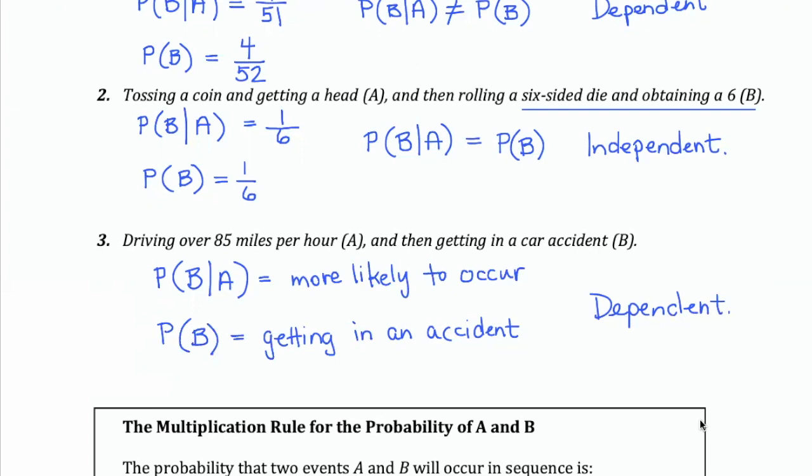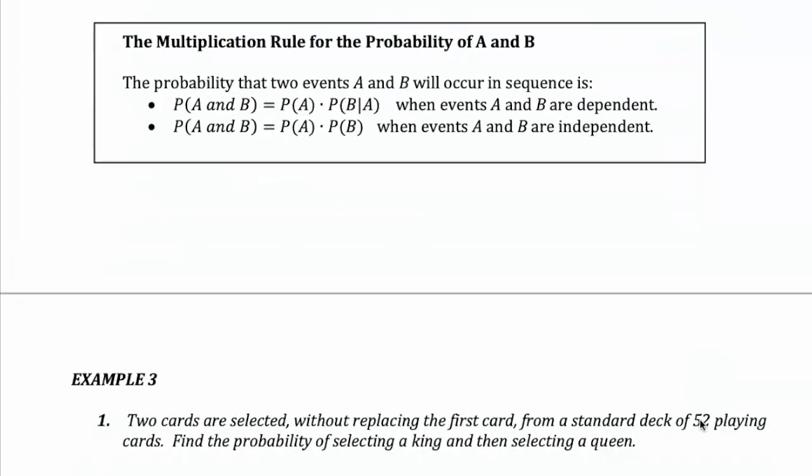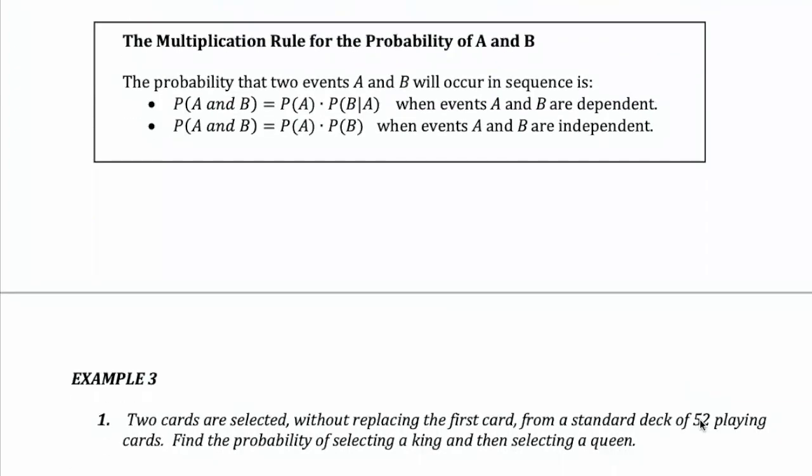The last concept in this section involves the multiplication rule for the probability of A and B. The probability that two events A and B will occur in a sequence is always given by this formula. You can calculate the probability of A happening and then B by using one of these two formulas, depending on whether you have dependent or independent events.